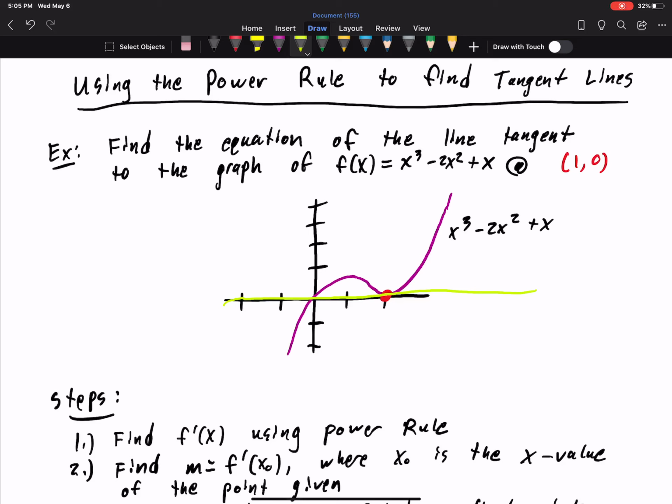All right, on to our next example of using the power rule to find tangent lines. Here we're given the function x cubed minus 2x squared plus x, and our goal is to find the line tangent to the graph at the point (1, 0). This is all depicted below.